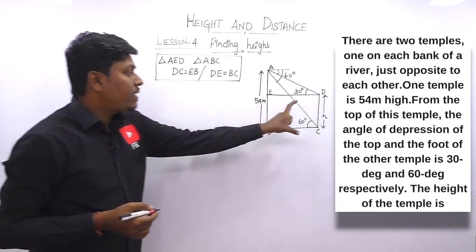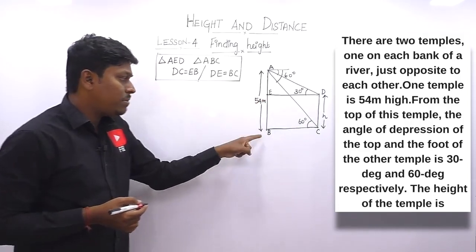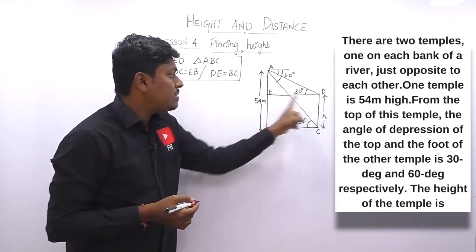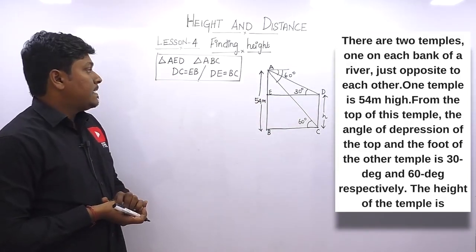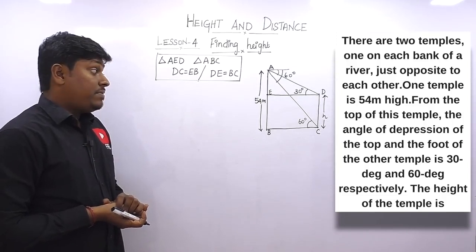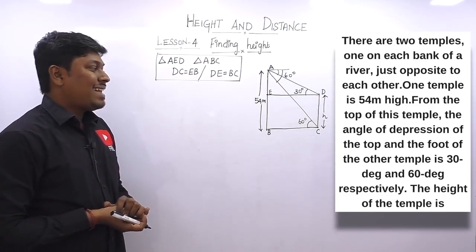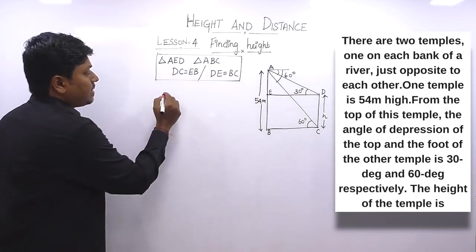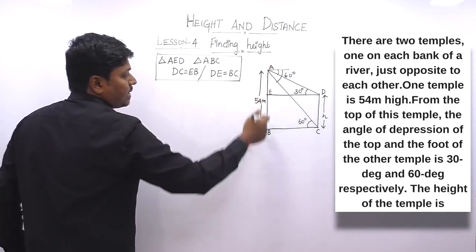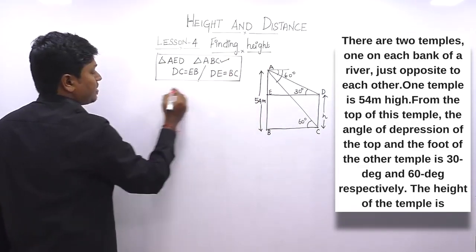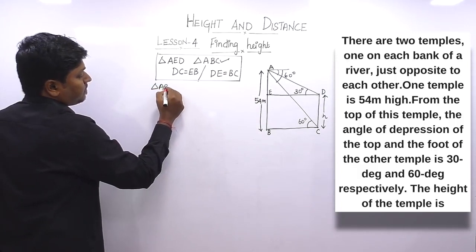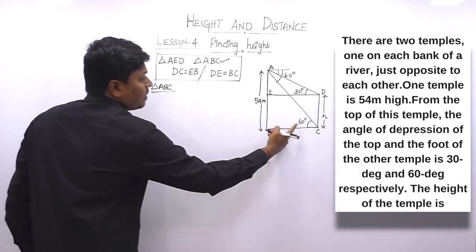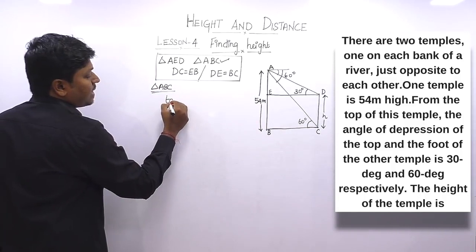And our target is to find what is CD, where CD is equal to BE, and similarly BC is equal to ED, right? So let me do one thing. First of all, let me target this triangle, tan 60 degree, right? Listen carefully, friends, I am just going to target the right angle triangle ABC, where the angle of elevation is 60 degree, so tan 60 degree.